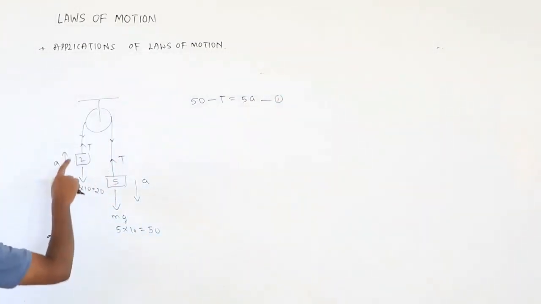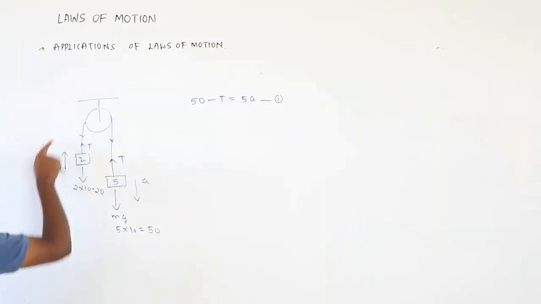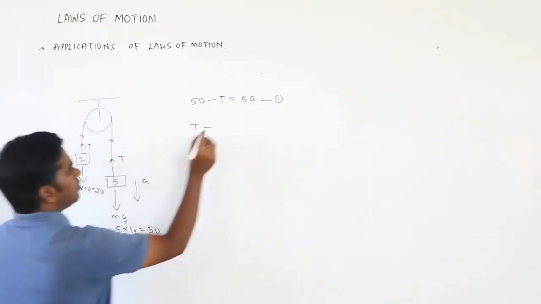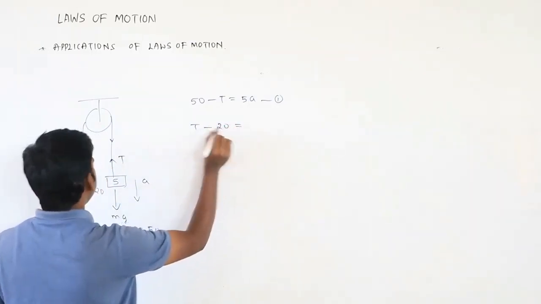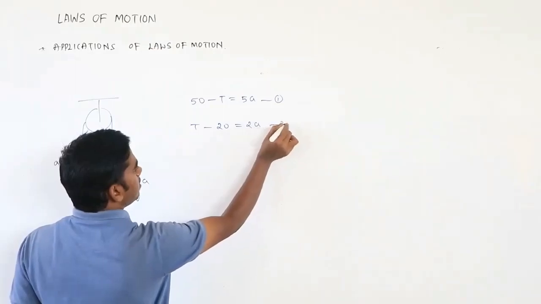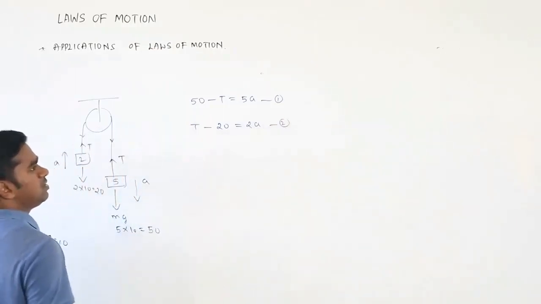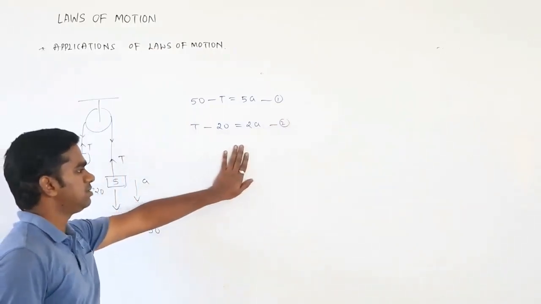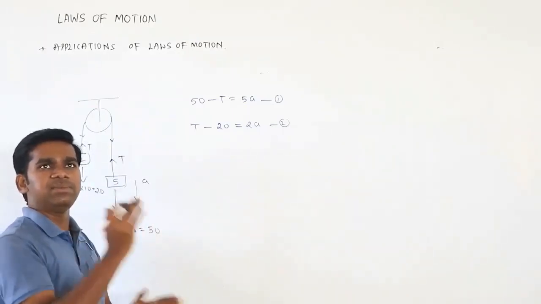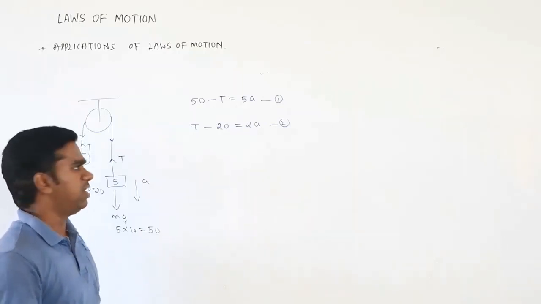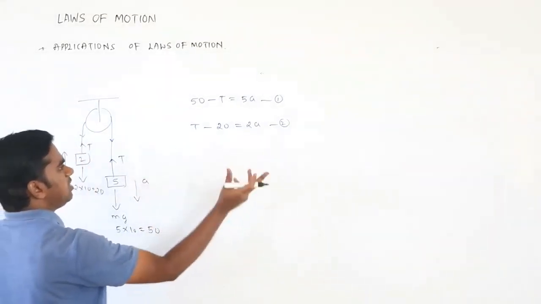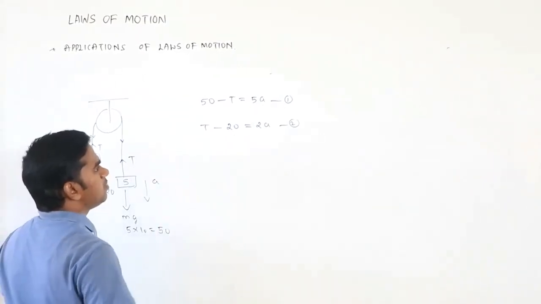The second equation will be: upward force is more, so T minus downward force 20 equals mass into acceleration, that is 2A. That is the second equation. So you can solve these two equations. Why I am giving this method is, you don't need to remember that formula, (M minus m) divided by (M plus m) into G, not required. You can apply your basic method and find the answer. So no need to memorize the formulas by heart.